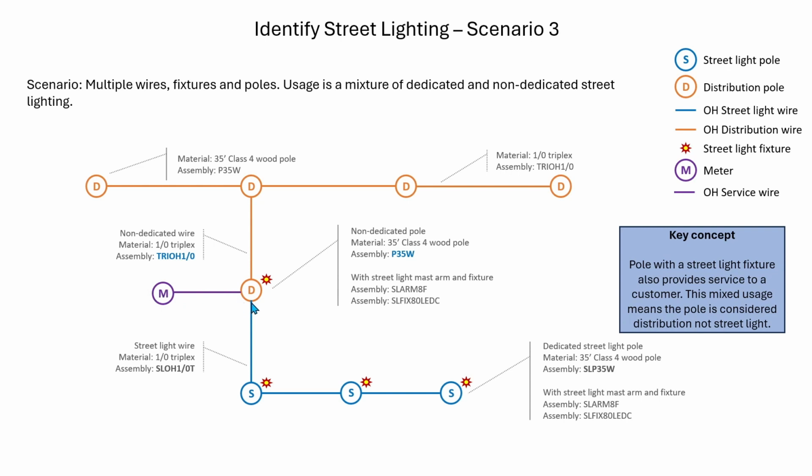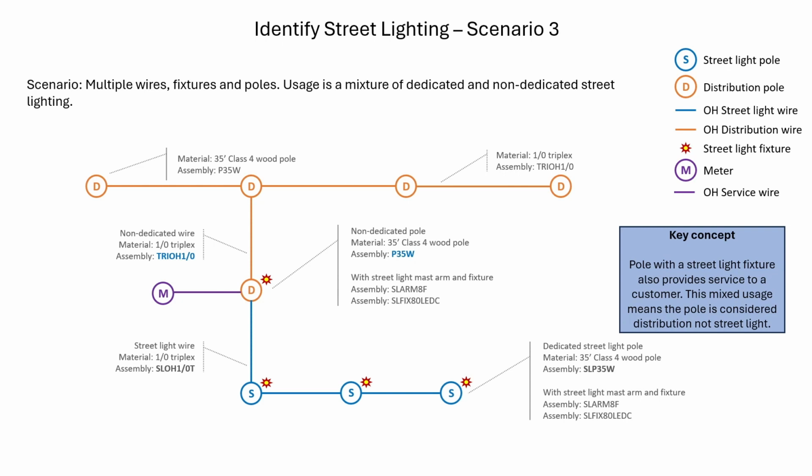And we also have street lighting that from this pole on down is dedicated. So all the dedicated street lighting is all lit up in blue here. So you can see that those are going to get street light assemblies on them across the board. But this pole has a street light on it and it has a street light arm on it as well. But because it is serving two purposes, both as street lighting and also as service to a customer, the pole assembly ends up being a distribution pole and not a service or a streetlight pole.